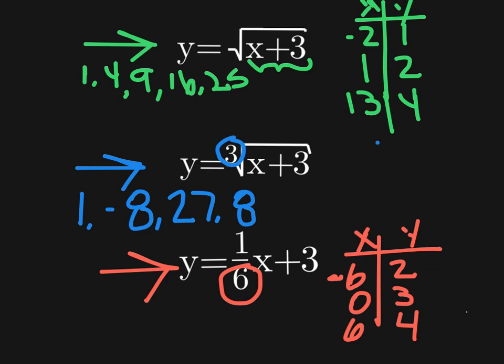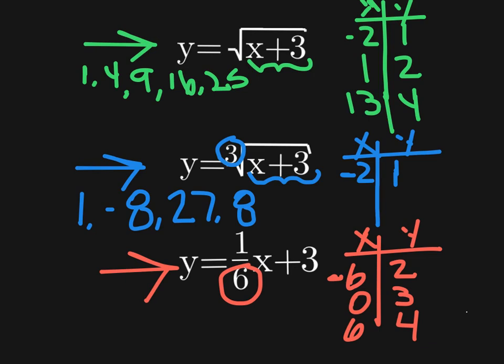So now if I'm going to make a list of values, again, I'm going to look underneath the radical sign. I want what's under there to be 1. And if I want what's under there to be 1, x is going to be -2. And so when I add -2 to 3, I get 1. The cube root of 1 is 1.